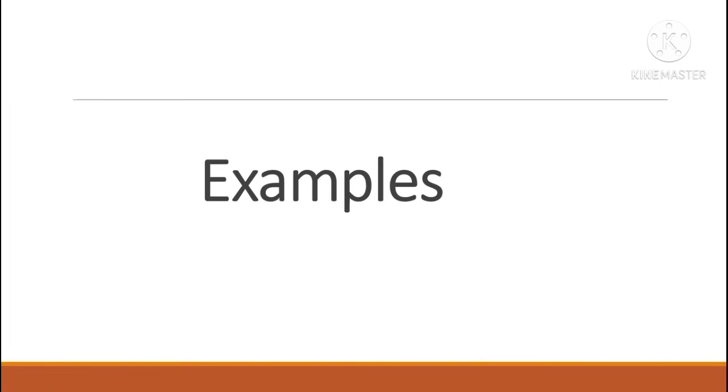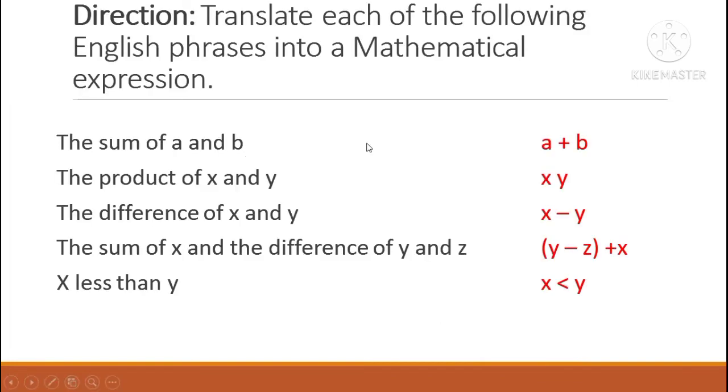So let us have examples. Direction: translate each of the following English phrases into a mathematical expression. So we will translate our English phrases into mathematical expressions. The first English phrase is the sum of A and B. The mathematical expression is A plus B. Next, the product of X and Y. The mathematical expression is XY.